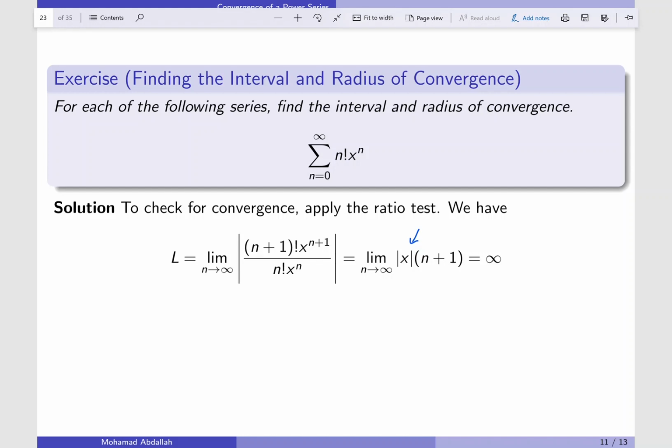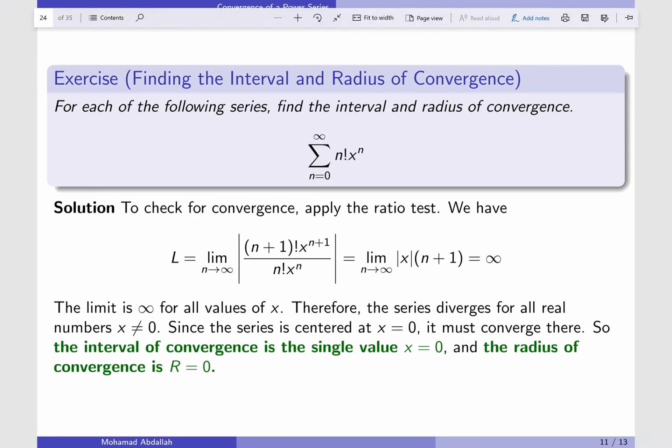And this number is multiplied by infinity, so my answer is going to be infinity. What does this mean? This means the following, that the series is going to be divergent because the limit is bigger than 1. Remember, so here I'm applying the ratio test.